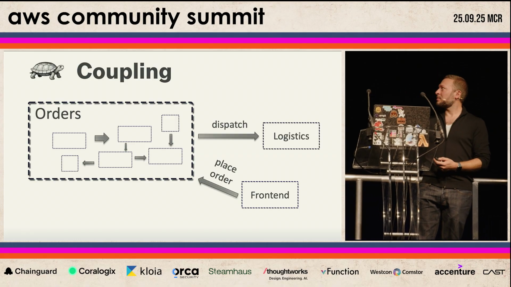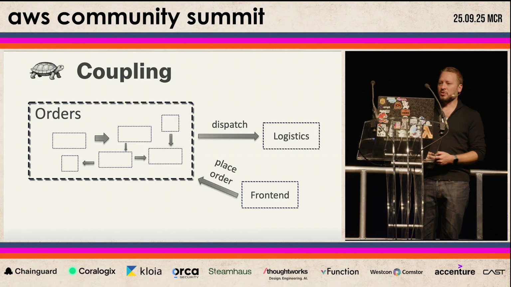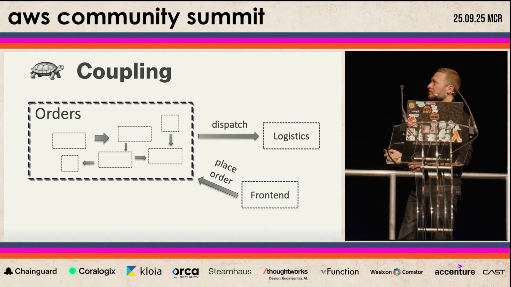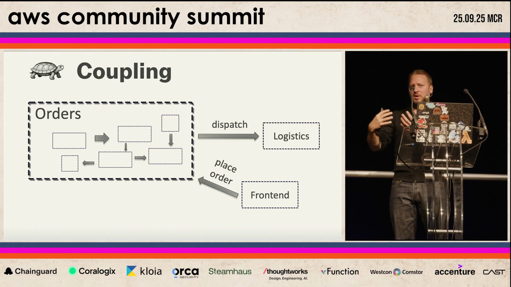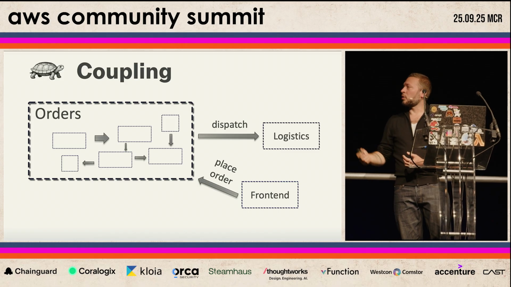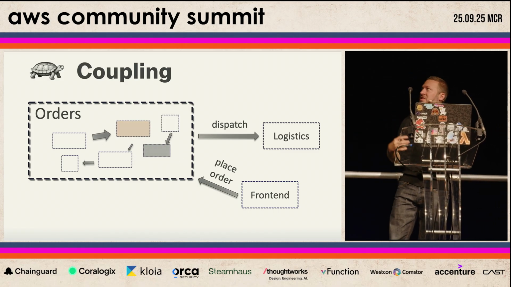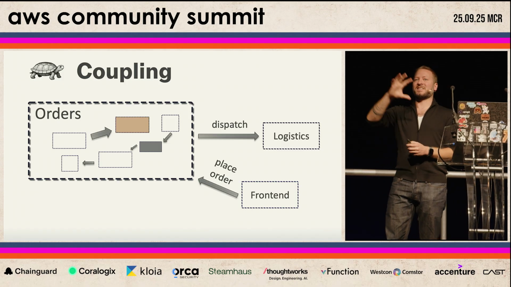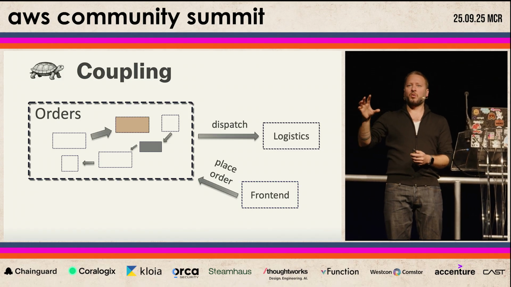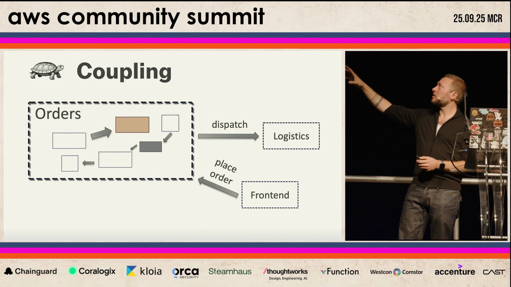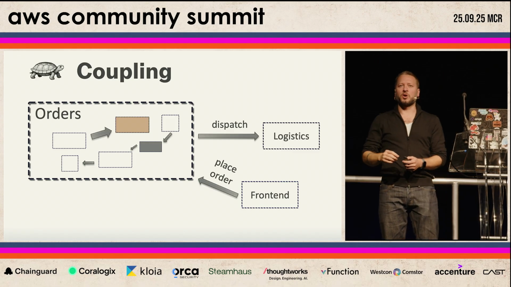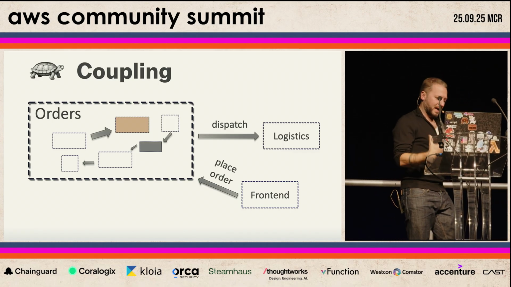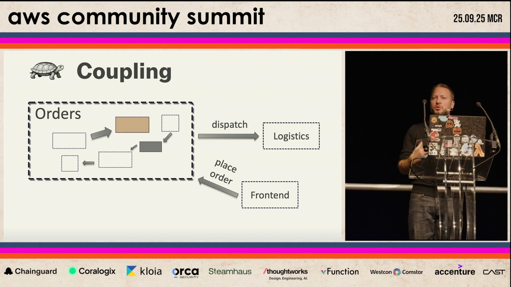In this example, we talked about the front end being able to execute the place order command. Now maybe you're an engineer or an architect working on the orders module. You should be able to change the internal workings of this orders module entirely without affecting the front end or the logistics module, your upstream or your downstream consumers. If you achieve that, then you've achieved loose coupling.